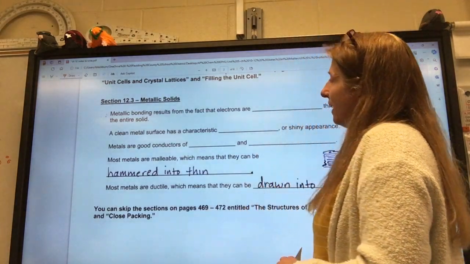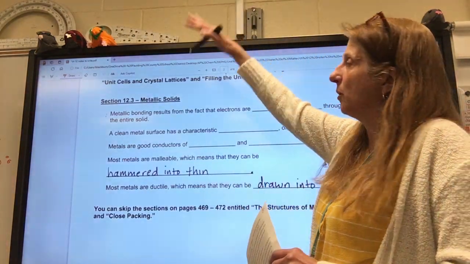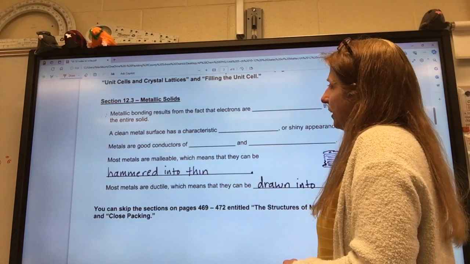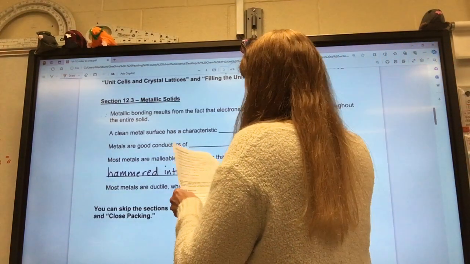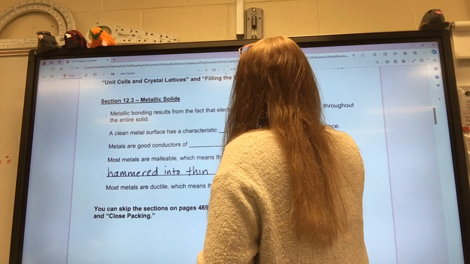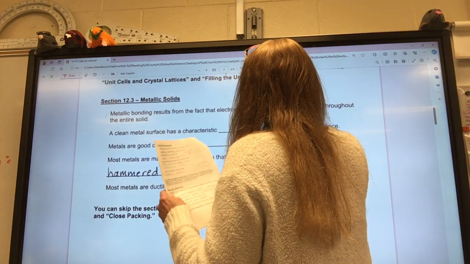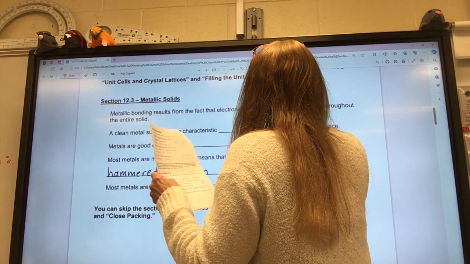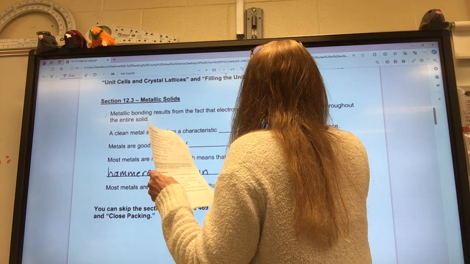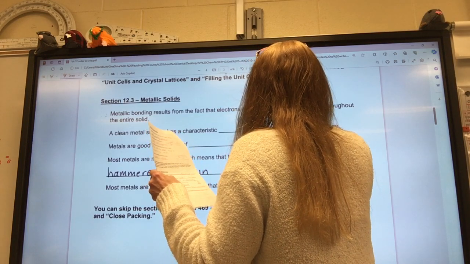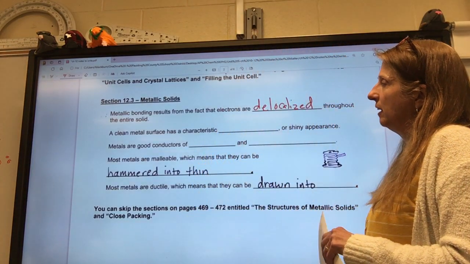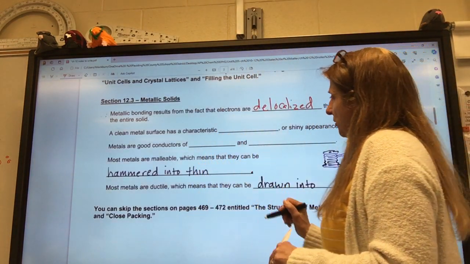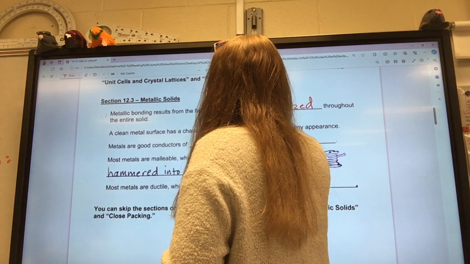Okay, so metallic solids. So we talked a little bit about more of those. Now we're going to go back to metals for a second. So metallic bonding results from the fact that the electrons are delocalized, is what they say. I say they are allowed to run wild and free, like little hippie children. They are delocalized throughout the entire solid. So a clean metal surface, as a result, has a characteristic luster.